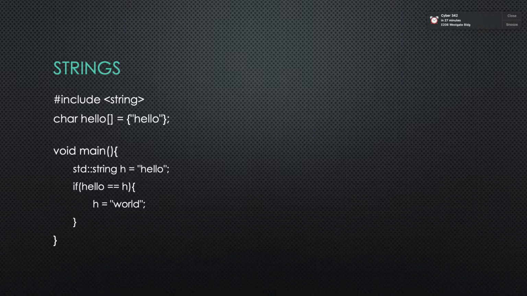Yes. So it's creating an array of characters and storing hello into hello. And then it's creating a string object called h and storing a list of characters, hello, into that. And then it's checking if they're the same. Okay. Now, can you do that?